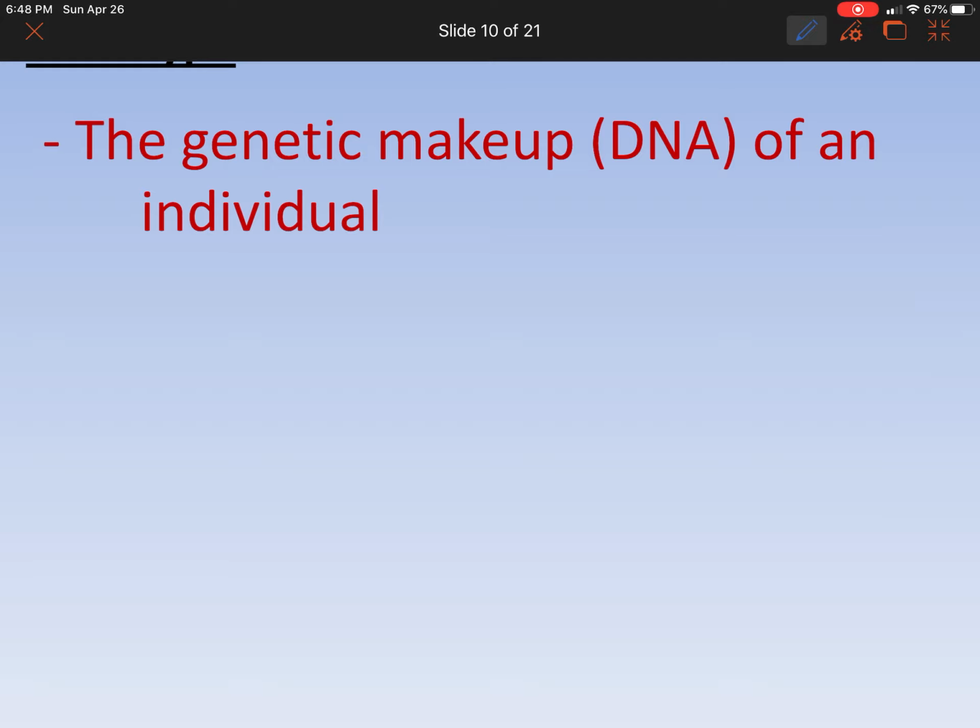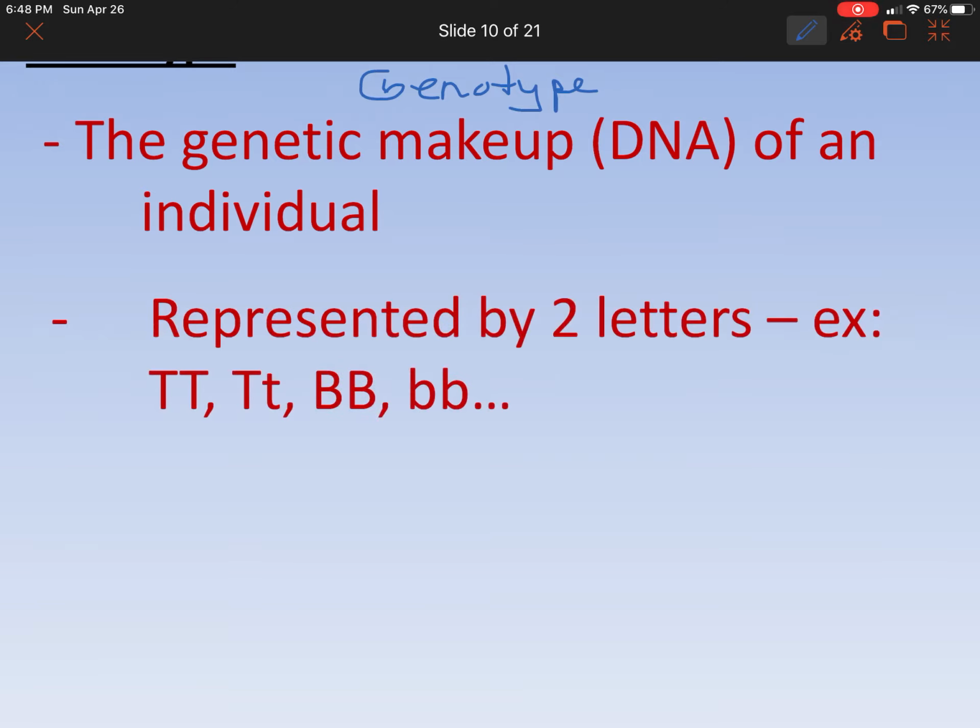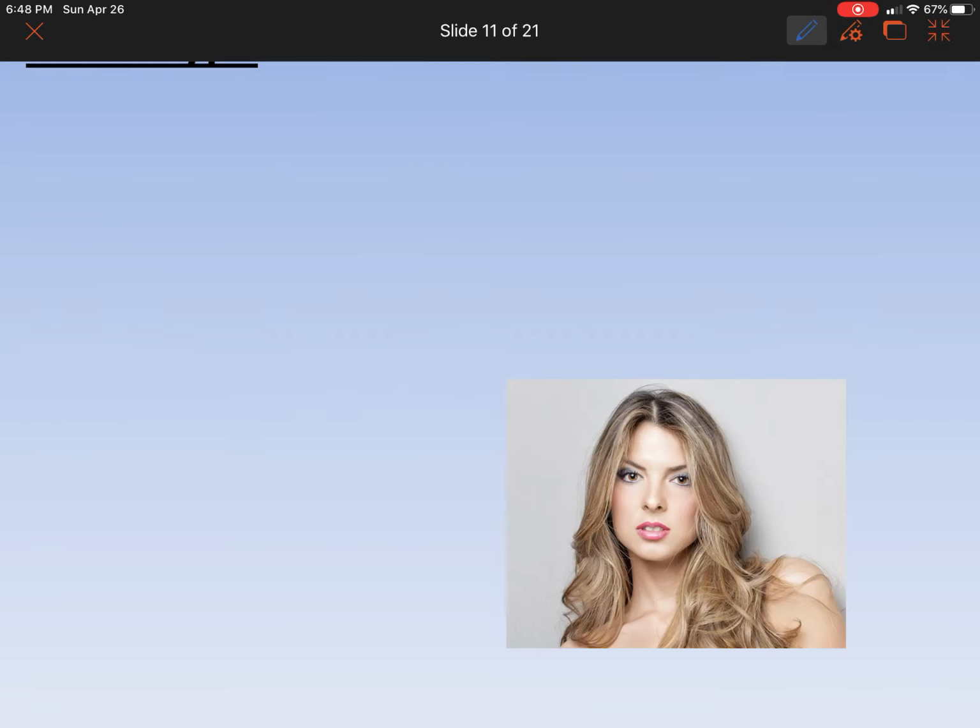Okay, so the heading there is genotype. So we have to distinguish between genotype and phenotype. Genotype is known as the genetic makeup, so the DNA of an individual. It's represented by two letters. So this is one from each parent. So this one is dominant dominant, this one dominant recessive, dominant dominant, recessive recessive. This can go on forever. So genotype is represented by two letters. So it tells what you got from both of your parents.